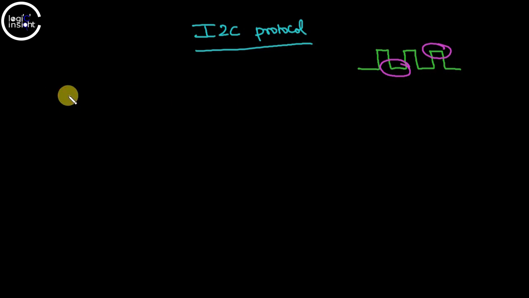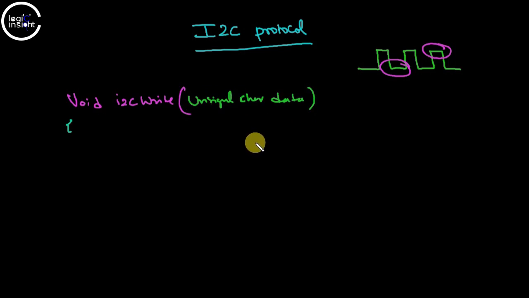This function doesn't return anything, so it is void. I am just writing the data on the SDA line. I'll name the function I2C_write, and I'll pass a parameter called data, which is of type unsigned char. Since this data consists of 8 bits, we need to transfer the data either from MSB to LSB or LSB to MSB. In this protocol it is clearly mentioned that we have to transfer the data from MSB to LSB.